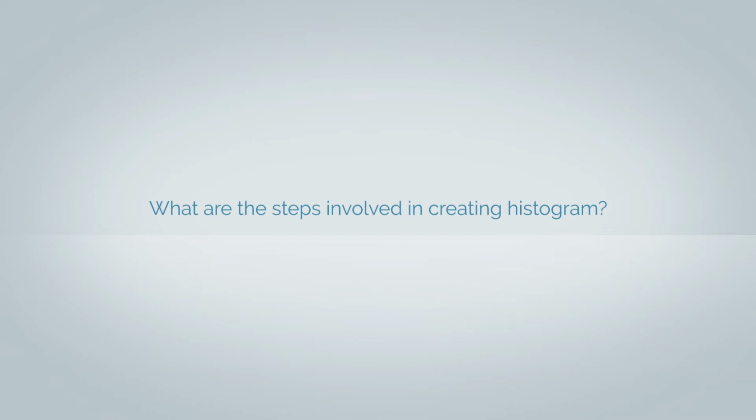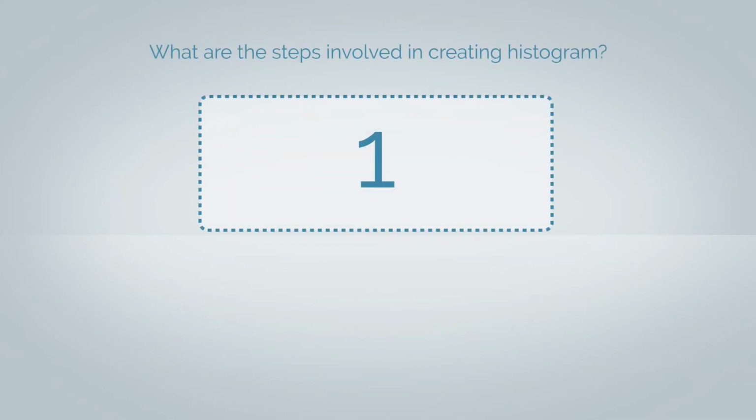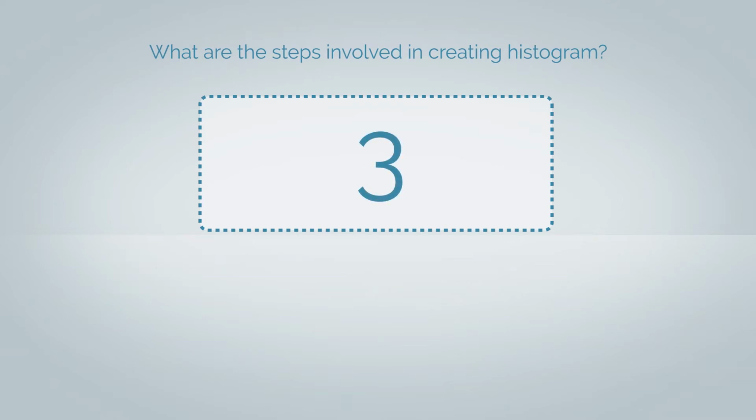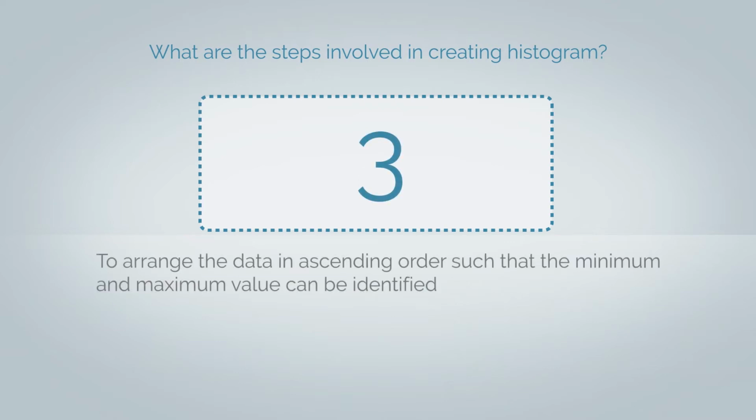What are the steps involved in creating a histogram? Step 1. The first step is to collect the variable data in a table. Step 2. The next step is to ensure that all the measurements are in the same unit of measure. Step 3. The third step is to arrange the data in ascending order, such that the minimum and maximum value can be identified.